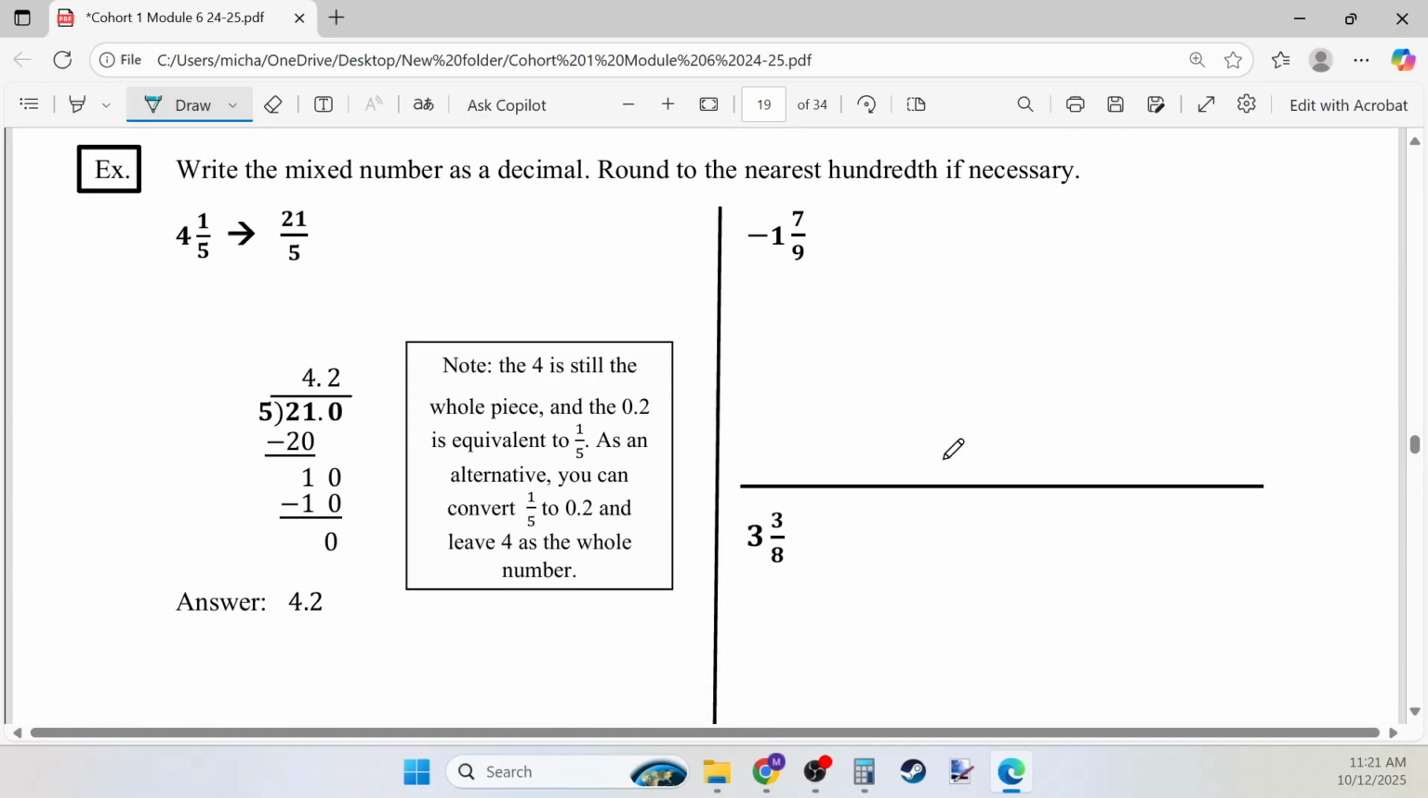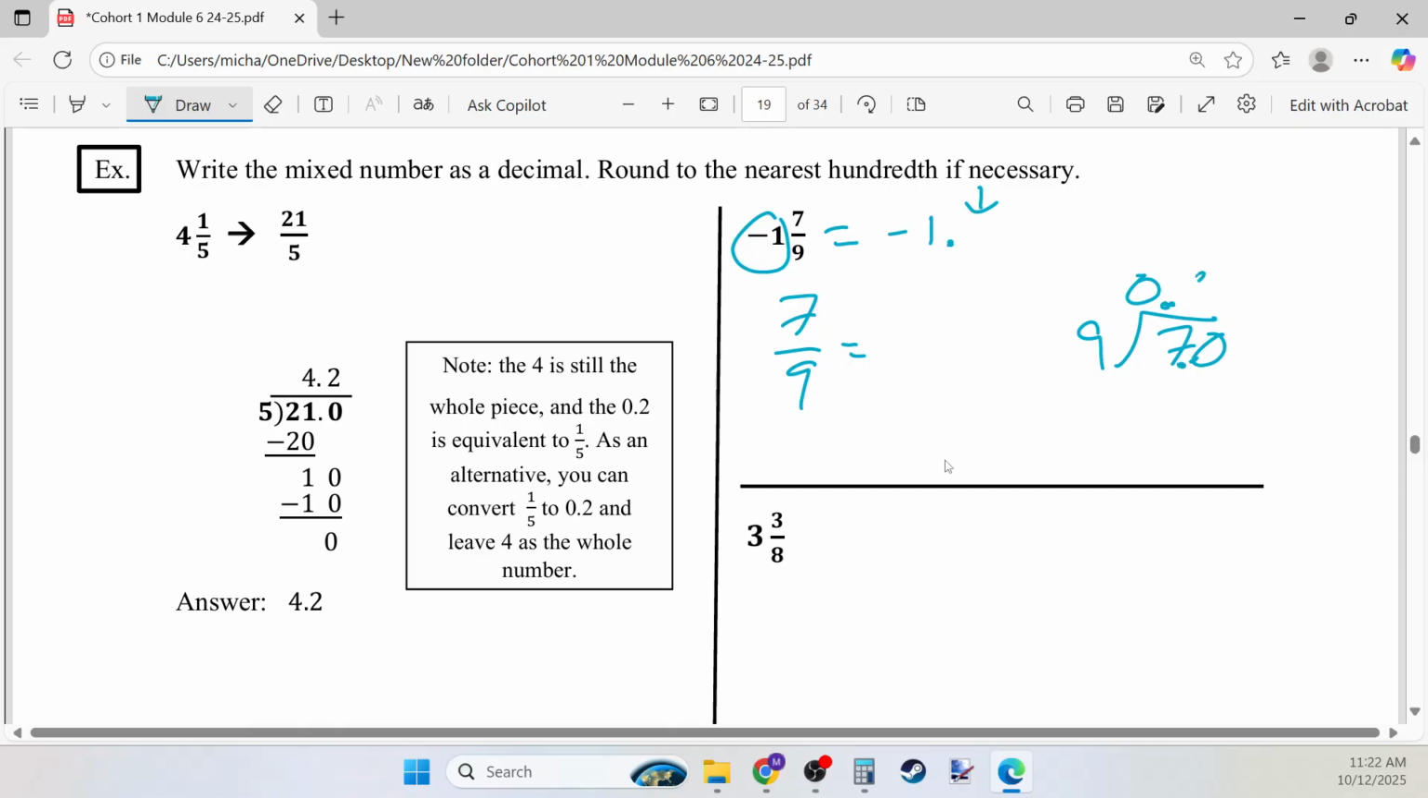Okay. So, write the mixed number as a decimal, round to the nearest hundredth if necessary. The whole number part will stay the same. We're figuring out what comes afterwards. 7/9 we're going to figure out by doing 9 going into 7. 9 doesn't go into 7. You have to put a dot, 0 there now.